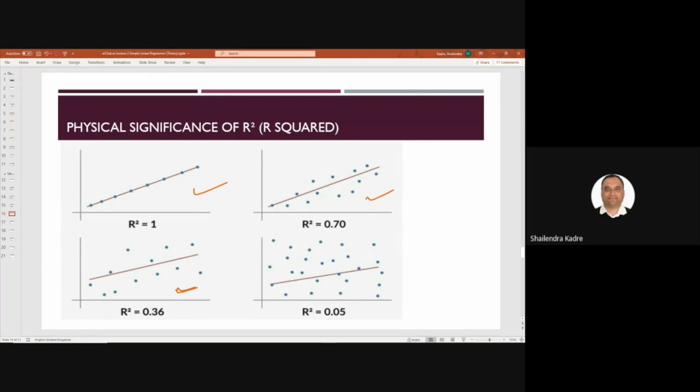And the fourth one, this one. There is no fit at all. It's random points. Points are randomly scattered all over, so this R square is close to 0.05.